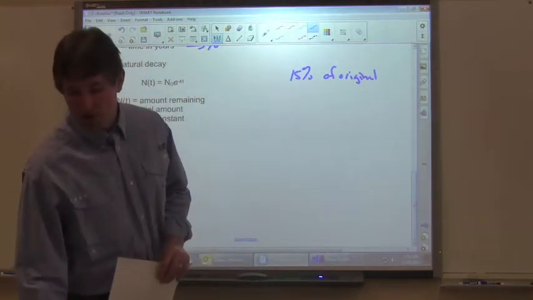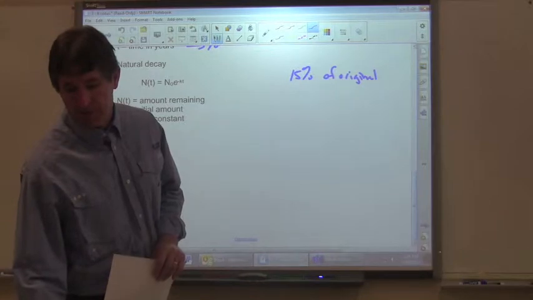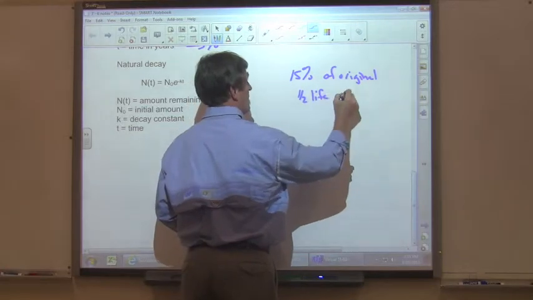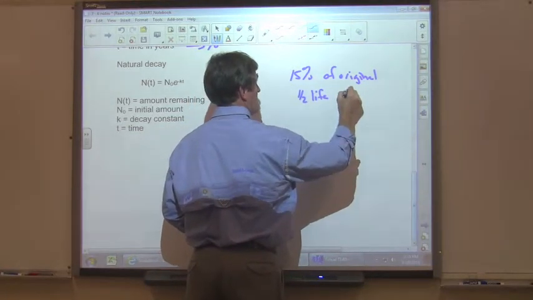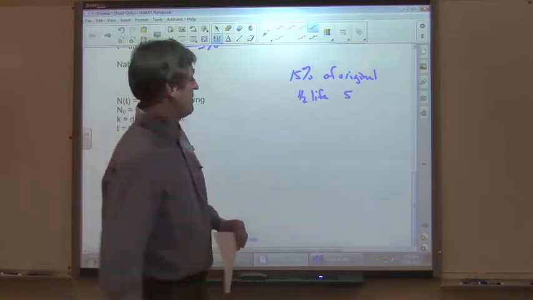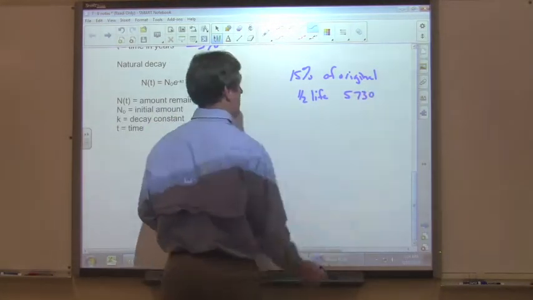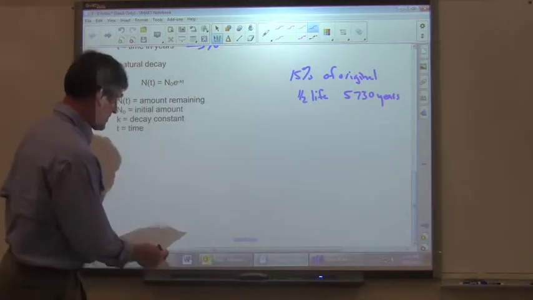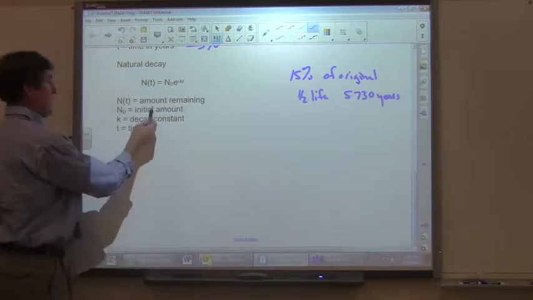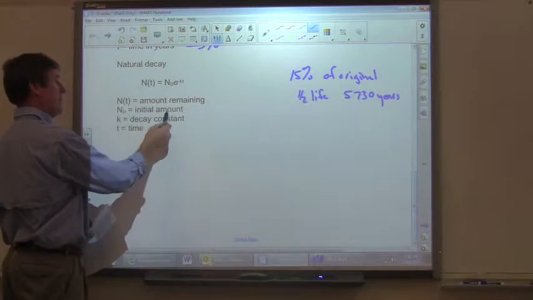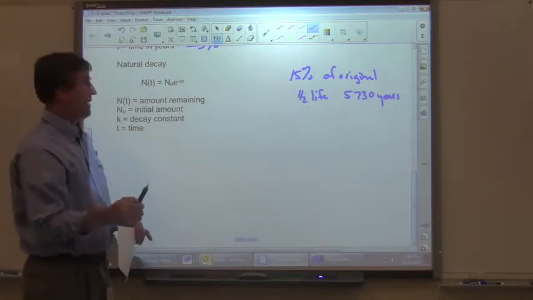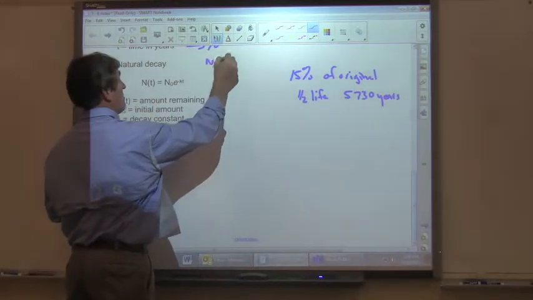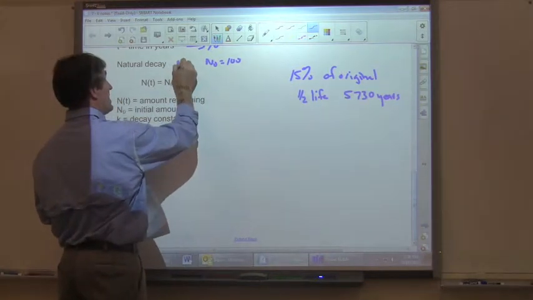They also told us that the half-life is 5,730 years. So if we plug that into the formula, the thing is we don't know how much is remaining and we don't know the initial amount, but we do know the half-life. And so whatever it started at, you can make N0 100, and then N(t), the half-life, would be 50.